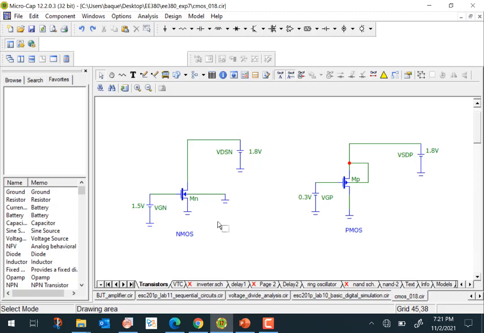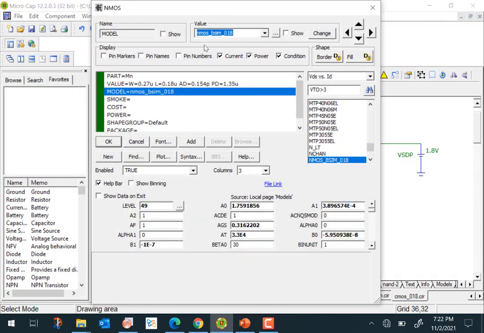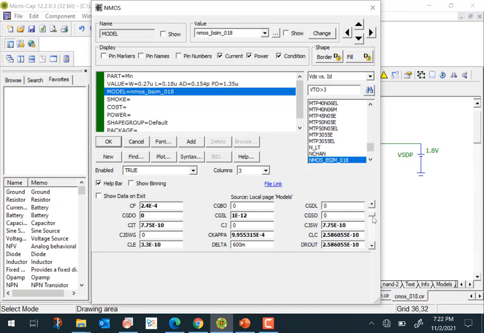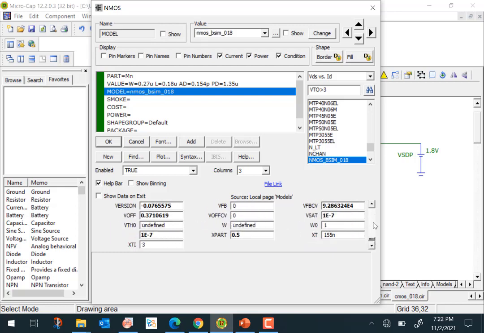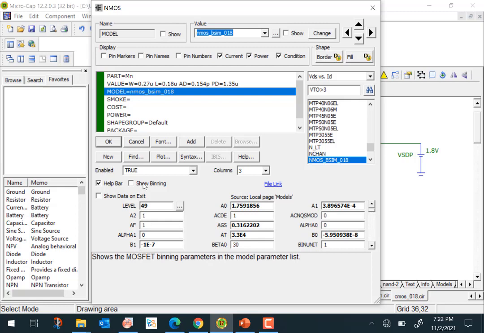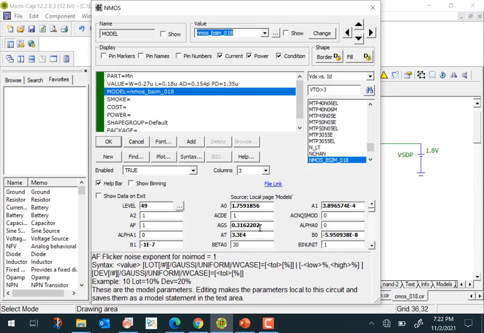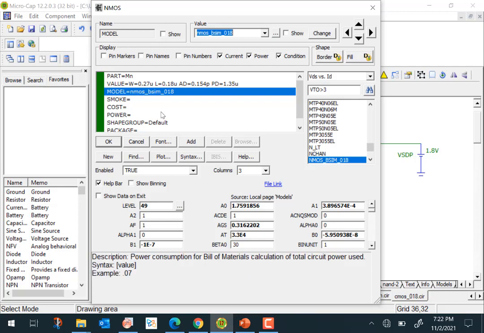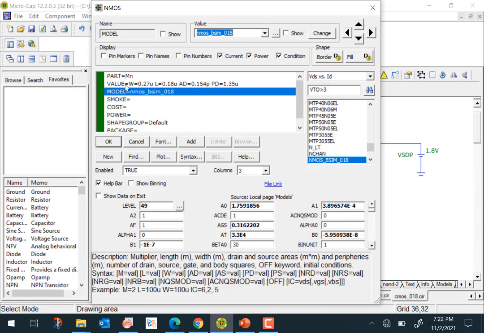All right, so we start off with an NMOS transistor shown here and a PMOS transistor shown here. Let me double click and show you. When you double click it, we've called this NMOS BSIM. BSIM is the name of the model, and we've just named it like that, NMOS BSIM 018, meaning 180 nanometer. And these are all the parameters of the model that are there here. The parameters which remain constant are all written here. And then there are parameters which change, which we can write over here.